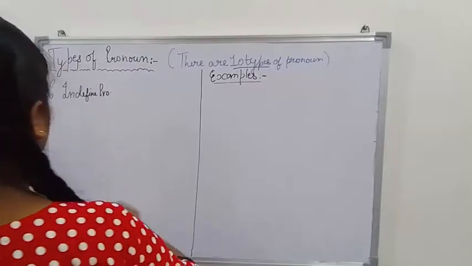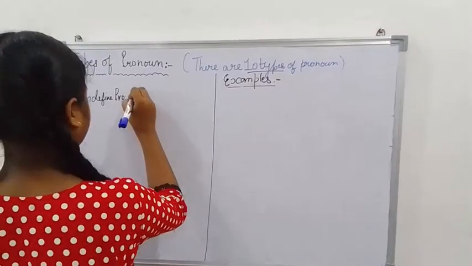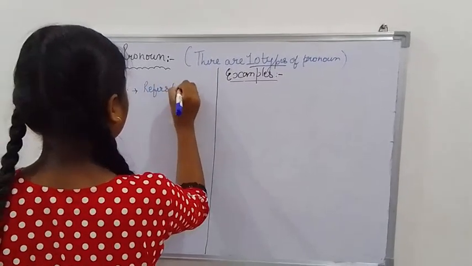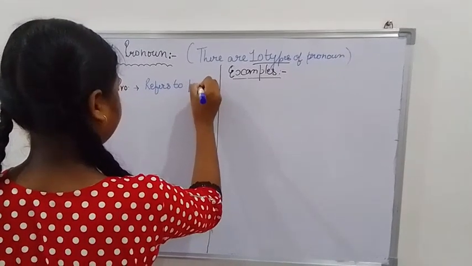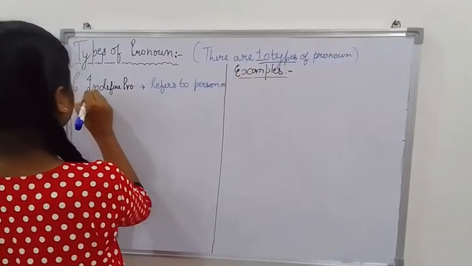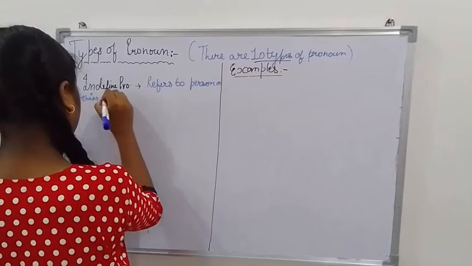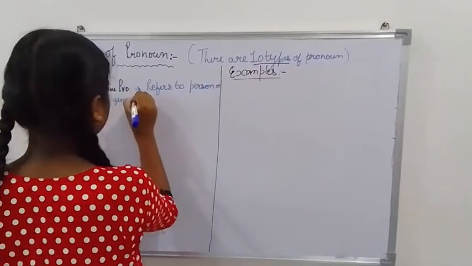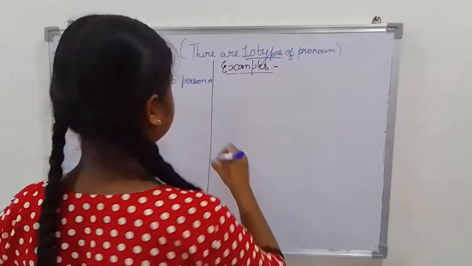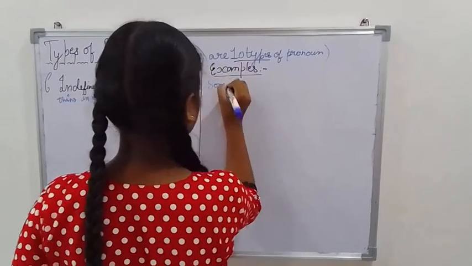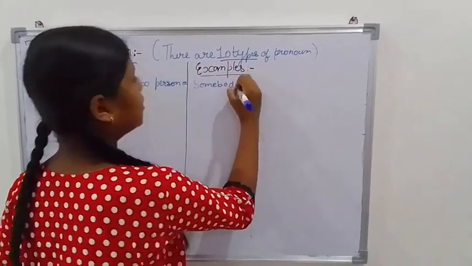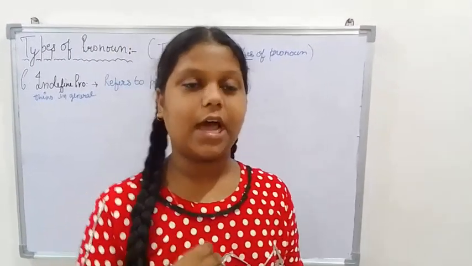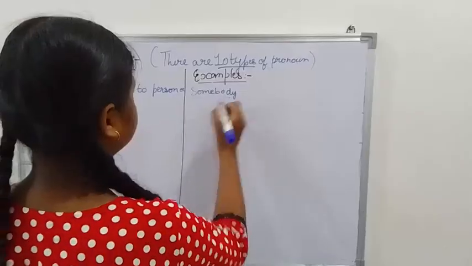Let me tell you the ideal definition. Refers to a person or thing in general. For example, somebody. Somebody means someone, but here we are not referring to a person like he, she, it, I, they, we, you. We are referring to somebody.